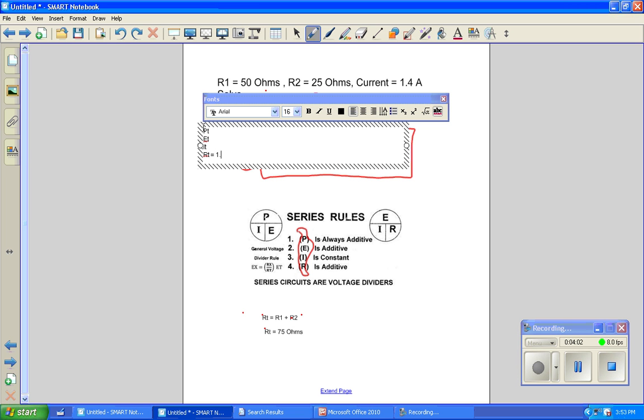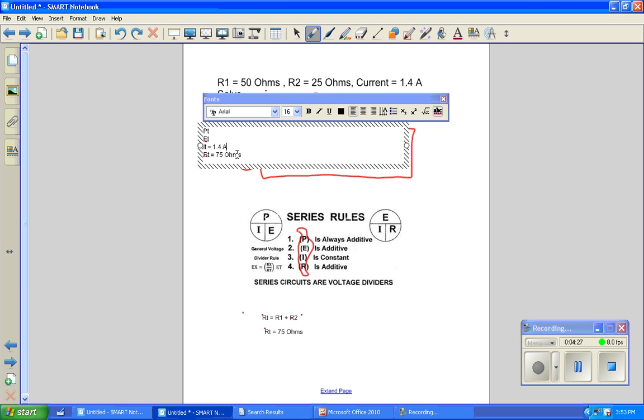And that's 1.4 amps. And we have our current flow, don't we? I'm sorry, I put our current flow in the wrong place, didn't I? We have 75 ohms total resistance, and we have a 1.4 amp current flow.